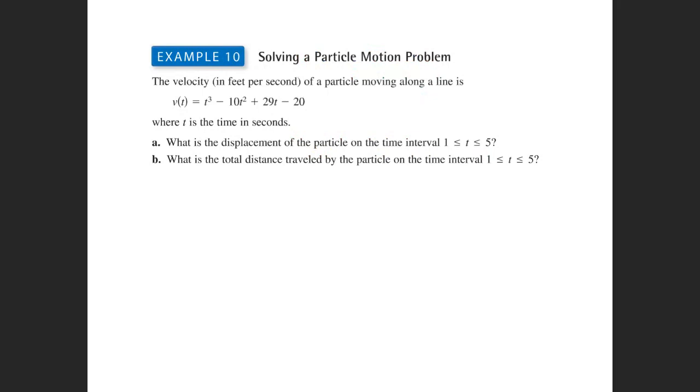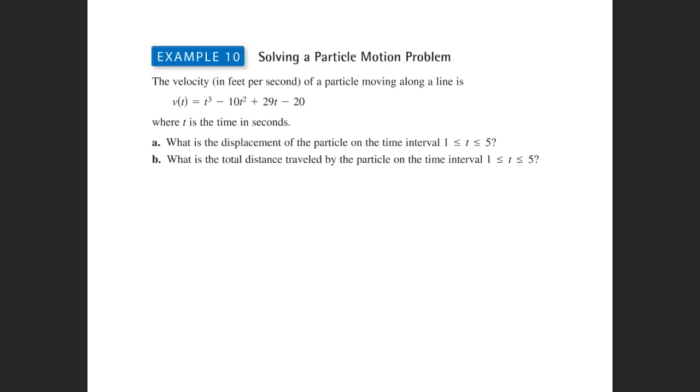Let's say they give you the velocity in feet per second of a particle moving along a line, where v of t is equal to t to the third minus 10t squared plus 29t minus 20, where t is time in seconds. What is the displacement of the particle on the interval? What is the total distance traveled by the particle? I would like you to solve that.